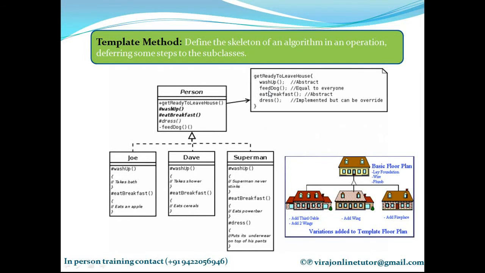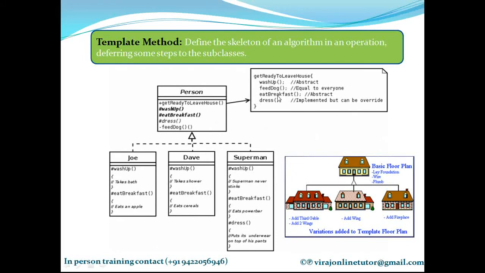So what is the second step? Feed dog. It's the same for everyone, meaning the way Joe, Dave and Superman feed the dog is the same. Since all three are feeding the dog in the same way, I am implementing that feed dog in the person class itself. Instead of repeating the code everywhere, since all three subclasses feed the dog in the same way, I am implementing it just once in the base class.